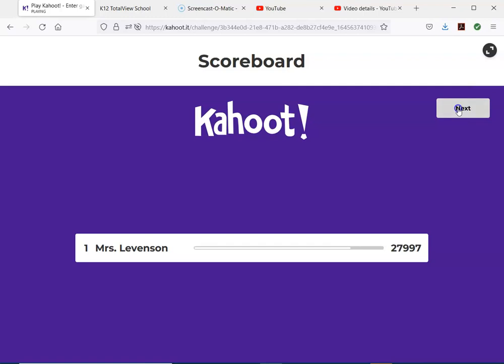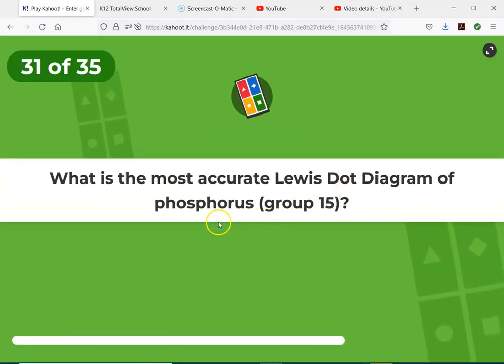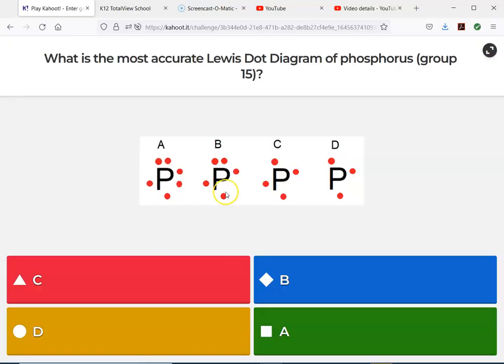All right, by the time you guys take this Kahoot, they'll be corrected. So you will see the correct answer says correct.